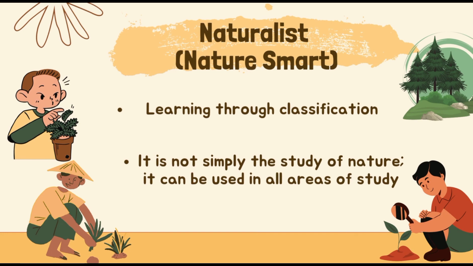The eighth one is the naturalist or nature smart type of intelligence. People who excel in this area learn through classification, categories, and hierarchies. They have a knack for identifying the patterns in our natural surroundings. They are sensitive when it comes to the environment. This intelligence is not simply the study of nature, but also it can be used in all the areas of study.